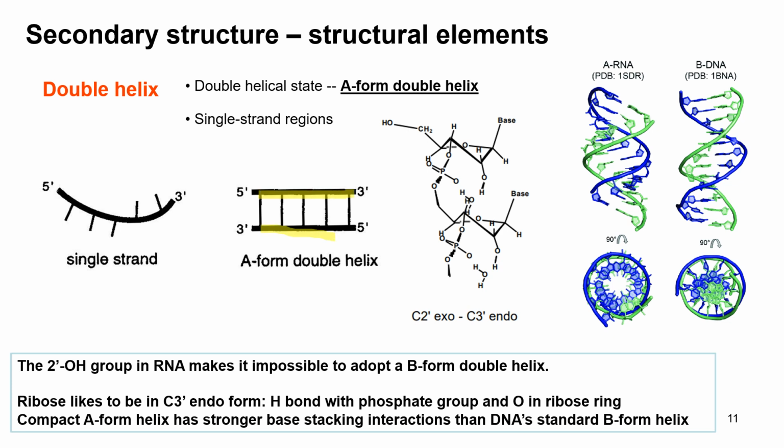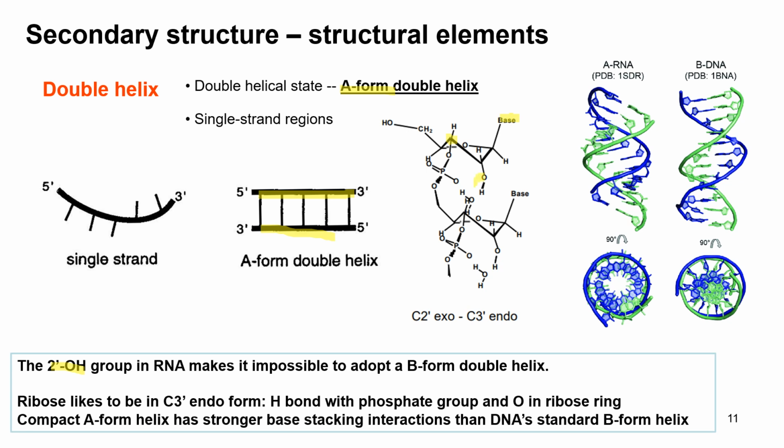An RNA double helix can only take on the A form because of the steric effect from the 2' OH group on the ribose ring. Like we saw earlier, this means that the ribose ring prefers to be in the 3' endo form. This means that the 3' carbon is bent towards the nitrogen base.